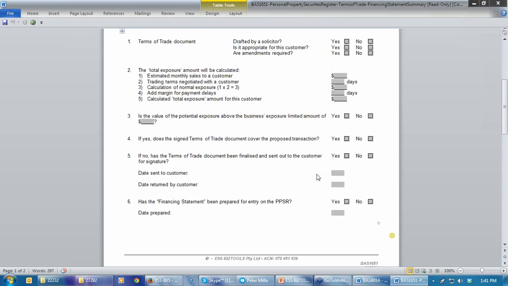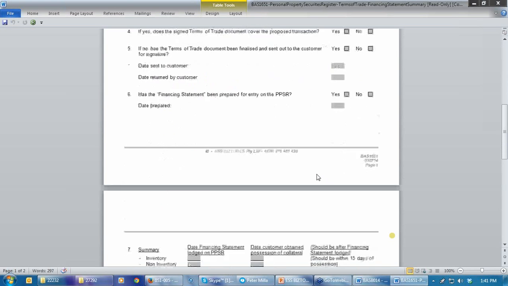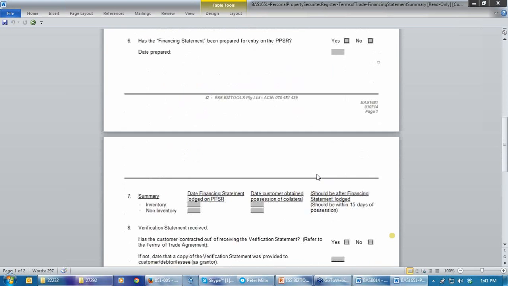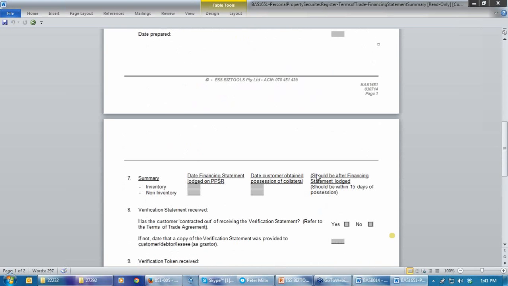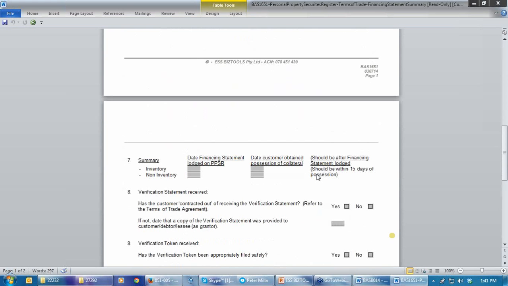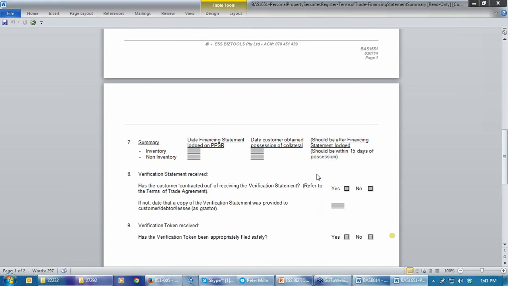It's then necessary to finalise a financing statement. So a financing statement has to be prepared for every entry on the PPSR. So this form allows you to record that you've done that. And we've included on the second page of that form just a little summary to say if it was inventory, what date did you lodge the document on, was the financing statement lodged on the PPSR, and what date did the customer obtain possession of the goods, because the registration should have been made before the goods were delivered.